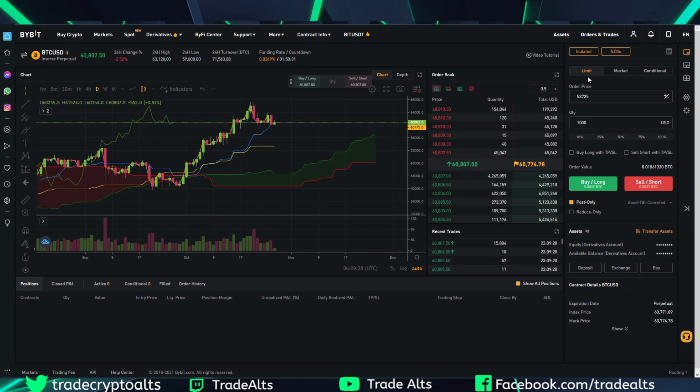What I like about using limit orders on Bybit is, just like we did earlier when we placed the bid right here, that was a limit order. The nice thing about limit orders is that you actually get paid to take those trades on Bybit. So you get a rebate. Instead of paying a fee to open a trade, which is typical on most exchanges, on Bybit when you place a limit order you actually get a rebate, which is awesome. They actually pay you.